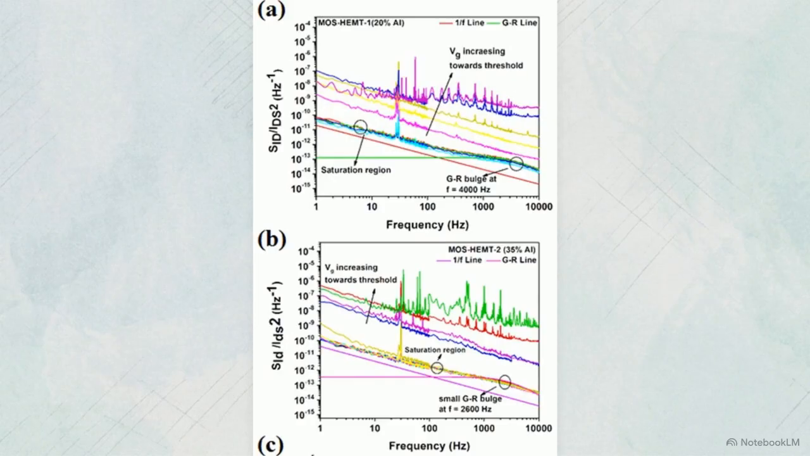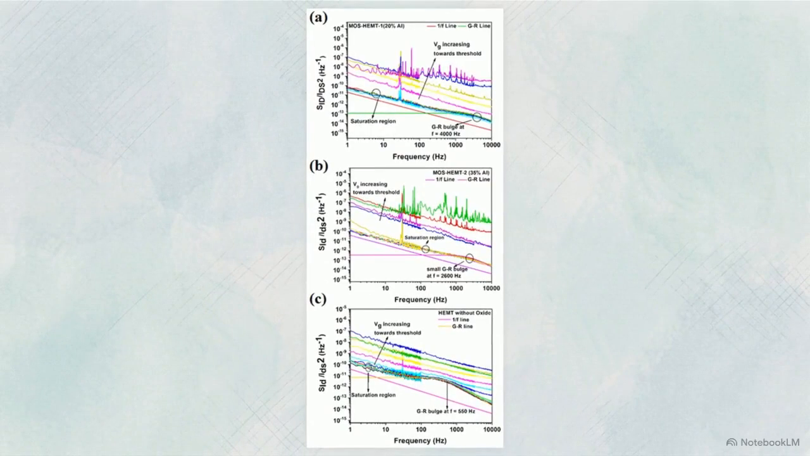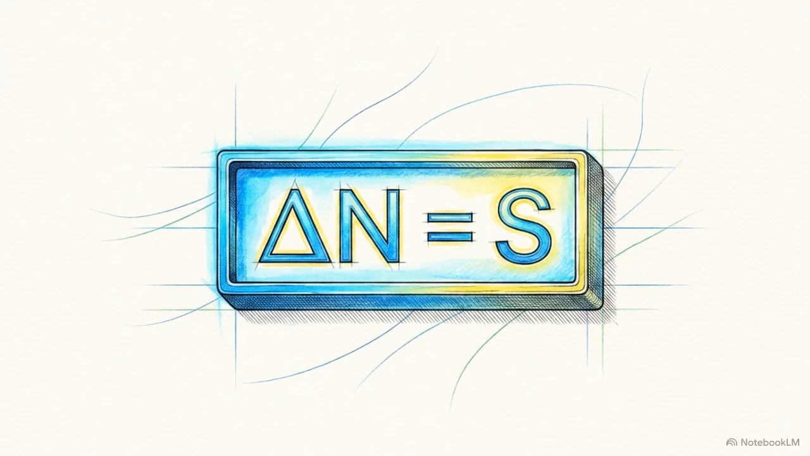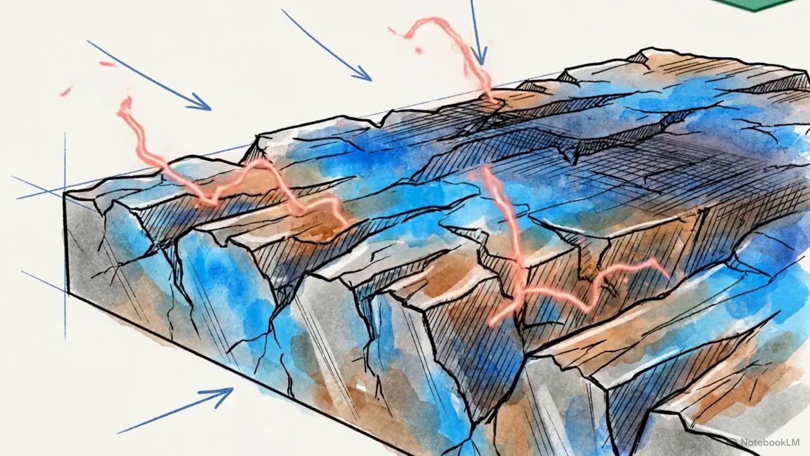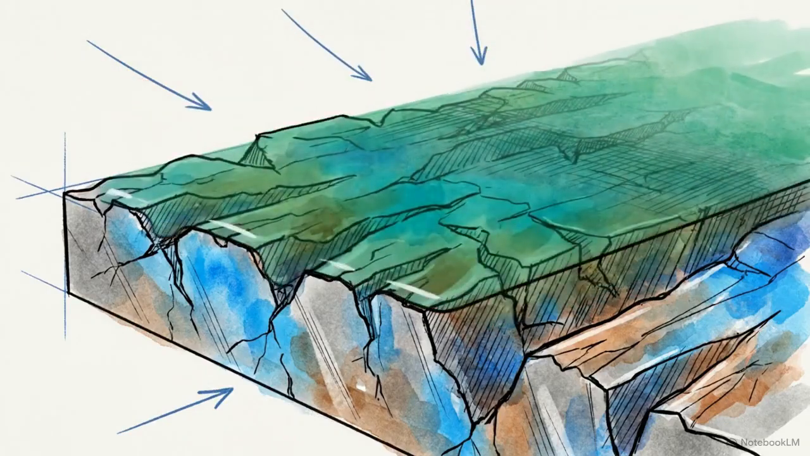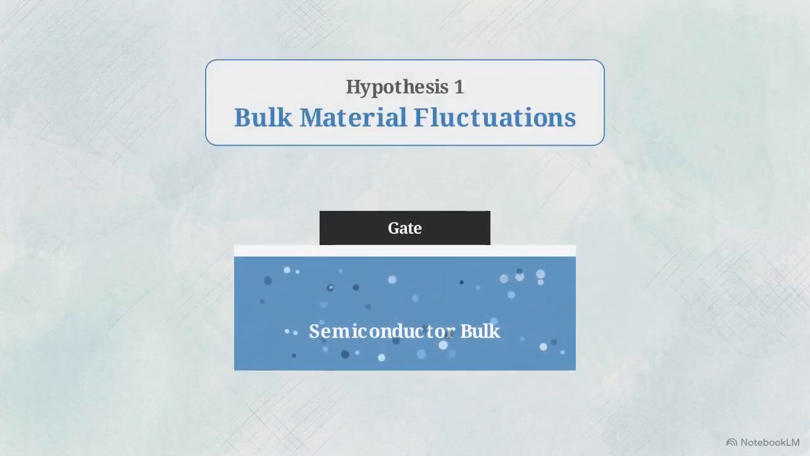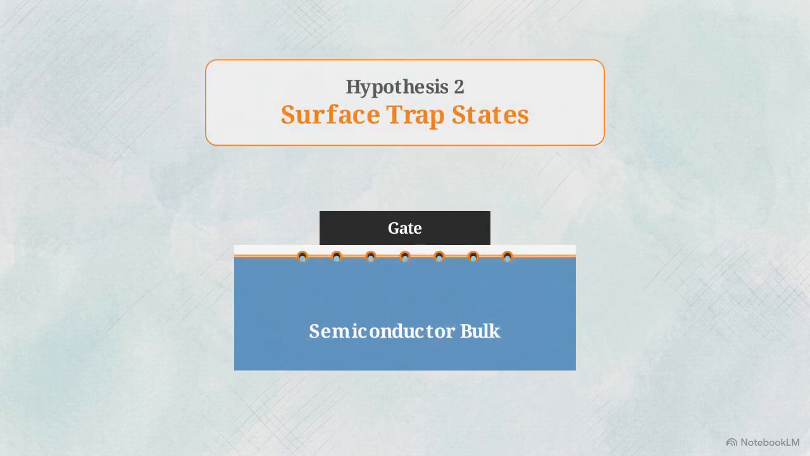The generation-recombination bulges are pushed to much higher frequencies, up to 4,000 Hz, making them negligible for most power applications. The vertical axes also show that the absolute noise floor of the MOS-HEMT is an order of magnitude lower than the conventional device. We can interpret these findings by applying the carrier number fluctuation model. Because the oxide layer eliminates the acoustic signature of these traps, results suggest silicon dioxide is passivating the surface defects that drive the noise. This raises the final question: is the device noise caused by bulk material fluctuations or by trap states at the surface?